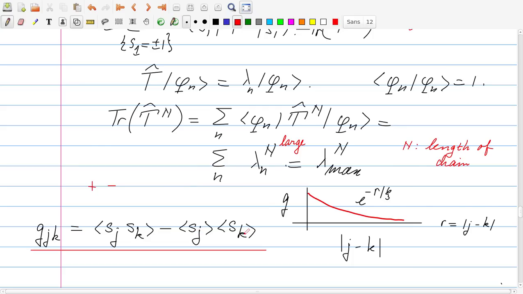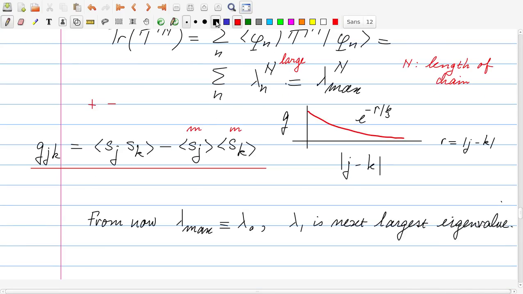I can do the same for k, but because my chain is translationally invariant because of the periodic boundary conditions, I expect these to be the same. They are both just the average magnetization, so this will be m and that will be m. Now, what about this? Will that also be m squared? Well, if the Sj and Sk are really far apart, they are independent, so then I would expect this value to be m squared.